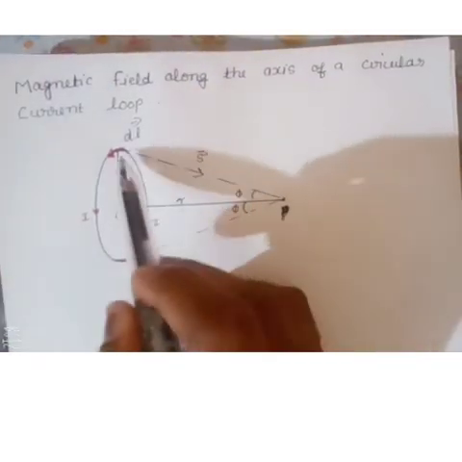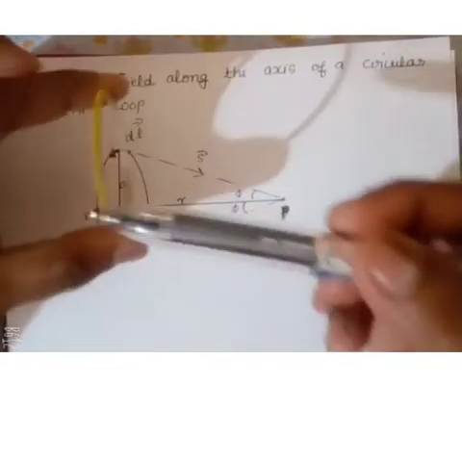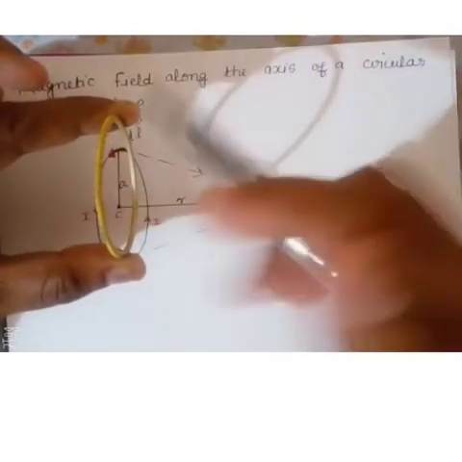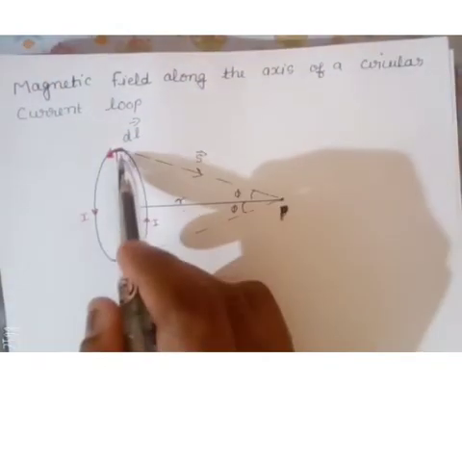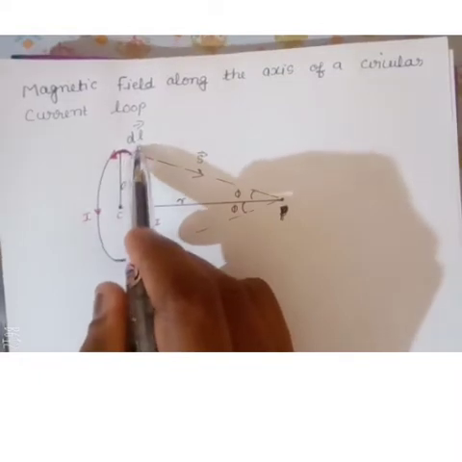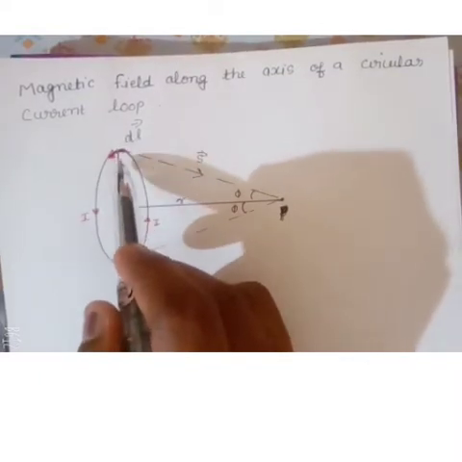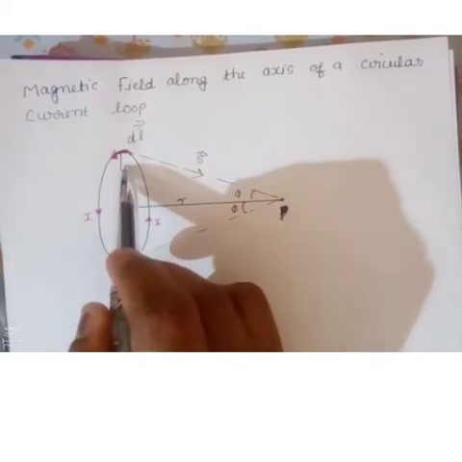First you have to consider a small element dl. Suppose this is a circular loop. Consider a current element dl at the top of the circular loop. Here this one is dl, this is the current element dl.